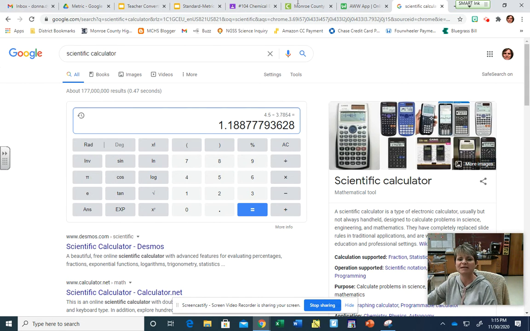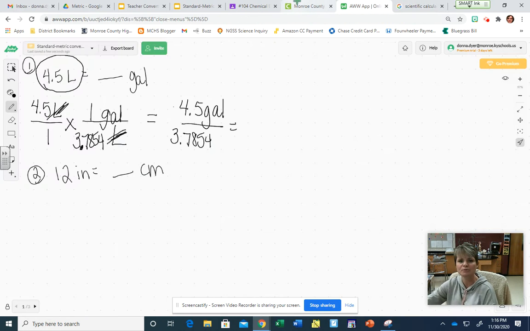So 2 places past the decimal would be 1.18. But notice, after this 8, there's another 8. If that number is 5 or greater, then this number has to round up. So 1.188 rounds to 1.19. So my answer is 1.19. And then don't forget your unit. Your unit is gallons. Again, in the end, after you have set this up so that the units cancel, the unit that you have left should be the unit that you were solving for. So our answer is 1.19 gallons.